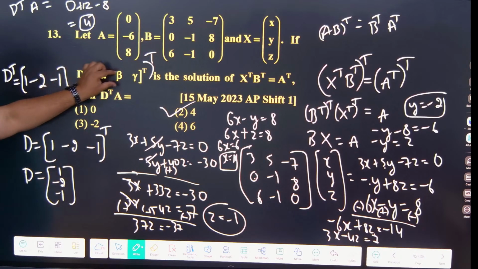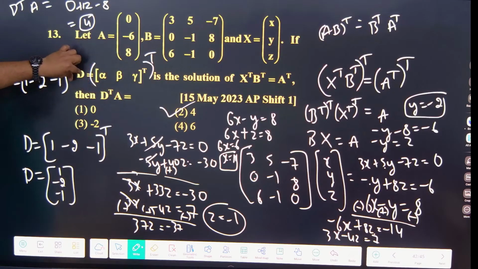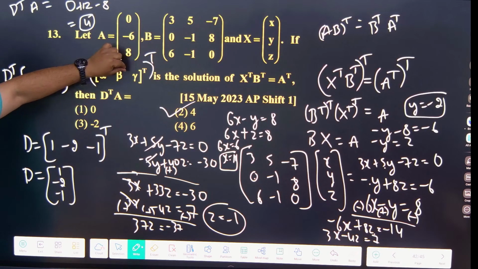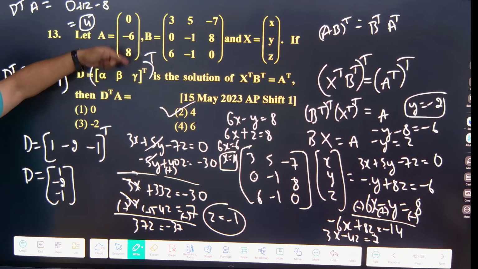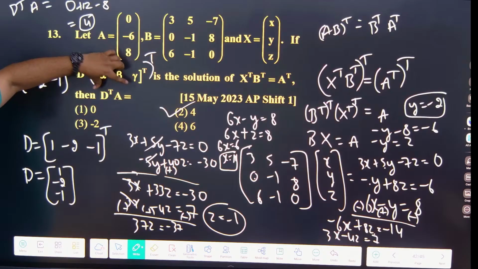So D is given like this. For the solution, for D there is no transpose, for this there is a transpose, and for this there is a transpose. Then for D transpose, you should do the transpose for this also. So transpose over transpose, the matrix will remain as it is, this into A.